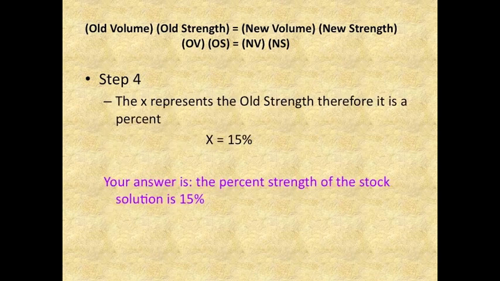Step 4 is to answer your problem. The x represents the old strength, therefore it is a percent. X is equal to 15%. Your answer is the percent strength of the stock solution is 15%. This means that your stock solution, which is what you started out with, the strength of that solution is 15%.